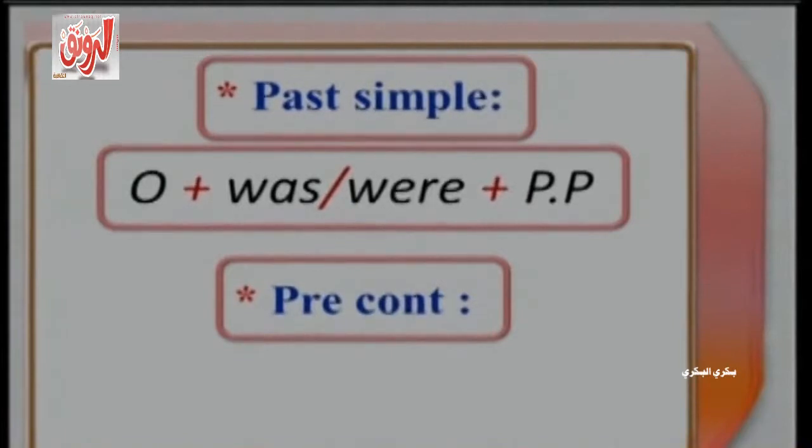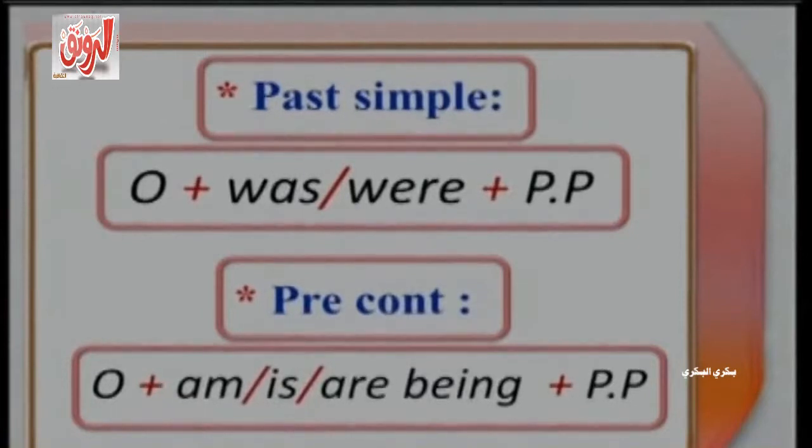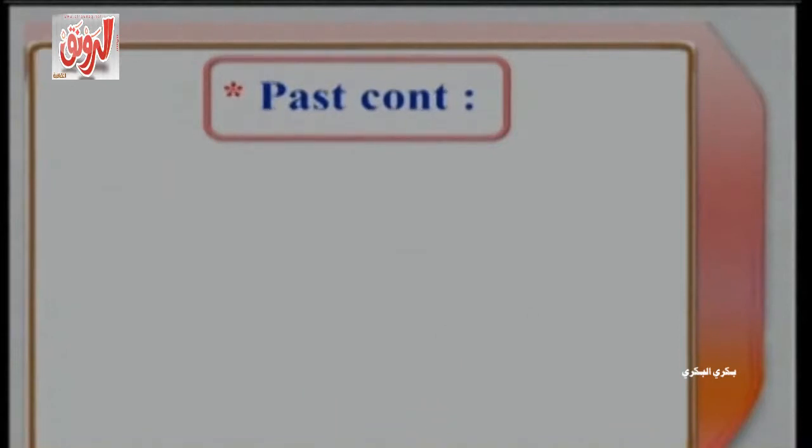Present continuous: object plus am or is or are being plus PP. Very, very important to remember being. If you forget being, you get confused with the present simple. Object plus am being, is being, are being, plus PP. Don't forget being. Very important.